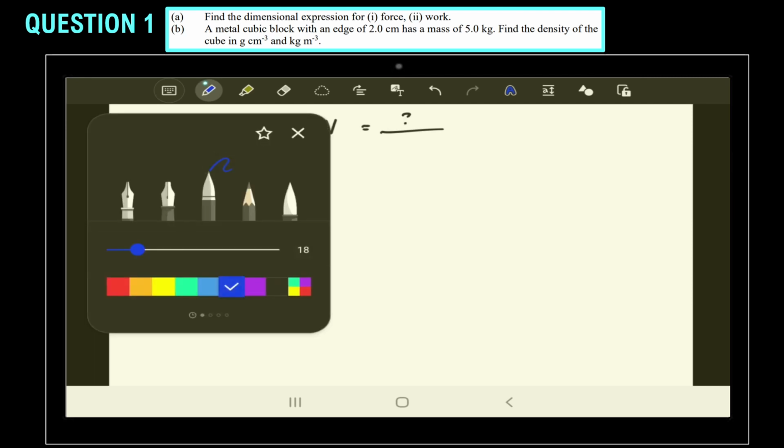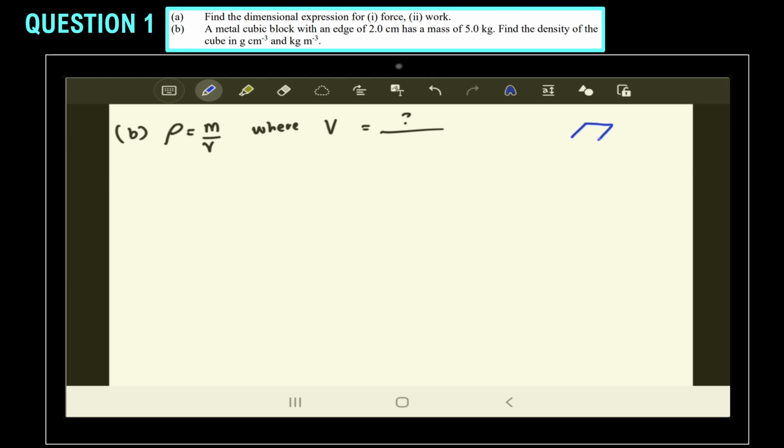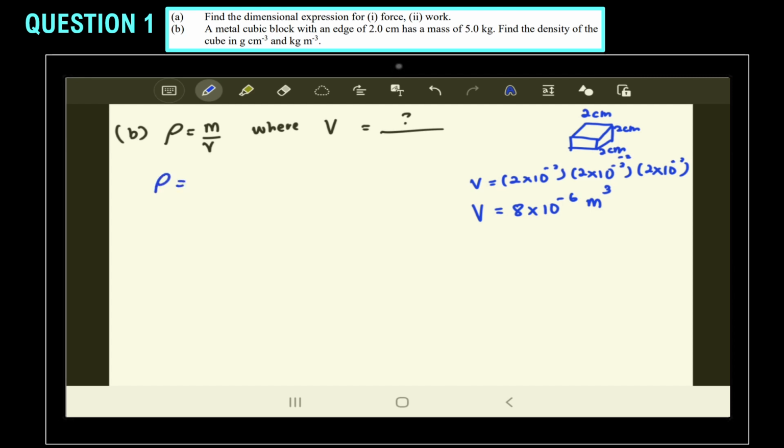So we need to find the volume. Okay, let's draw. Let's say this is the cube. I know it's a bad drawing. So 2 cm here, the height is 2 cm. So we have volume is equal to 2 times 10 power of negative 2 because we changed to meter, cubed. Therefore the volume in meter is 8 times 10 power of negative 6 meter cube. It's given the mass is 5 kg.